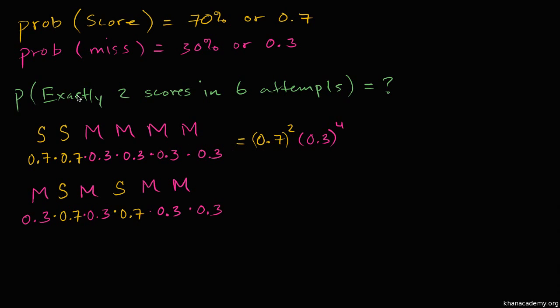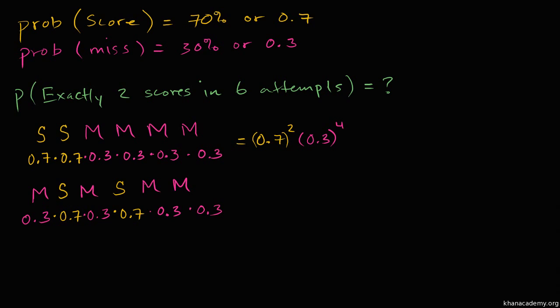So the probability of getting exactly 2 scores in 6 attempts, well, it's going to be any one of these probabilities times the number of ways you can get 2 scores in 6 attempts. Well, out of 6 attempts, you're choosing 2 of them to have scores. How many ways are there? Well, as you could imagine, this is a combinatorics problem.